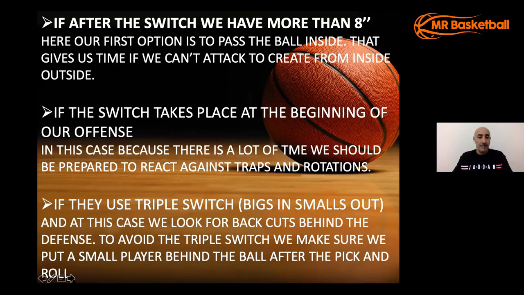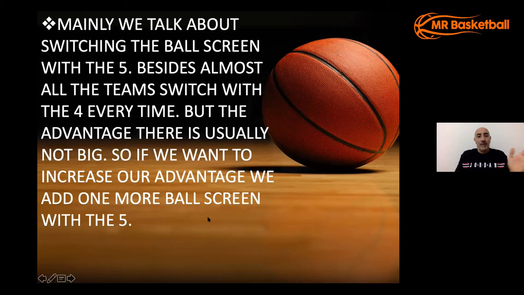So all these things that we talked about until now mainly apply on ball screen switches with the 5. Okay, because most of the teams nowadays switch pretty much everything with the 4s, and there's no big mismatch either inside or outside. So if, let's say, we run a ball screen with the 4, and they switch that, we need to create a bigger advantage or a bigger mismatch situation, so we set one more ball screen with the 5.